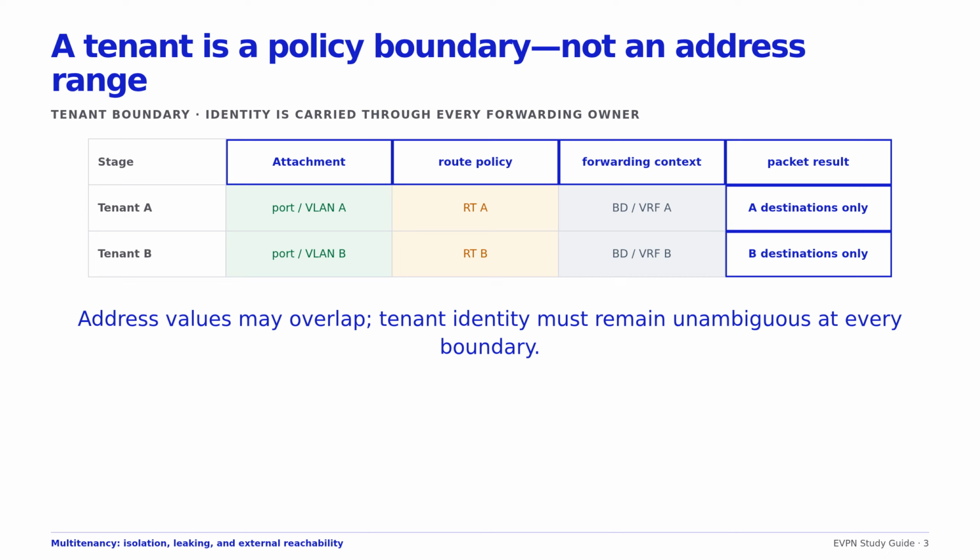Therefore, an address-only test is ambiguous. Every verification record must name the source VRF, destination VRF, relevant RTs, ingress interface, and VNI, as well as the IP endpoints.